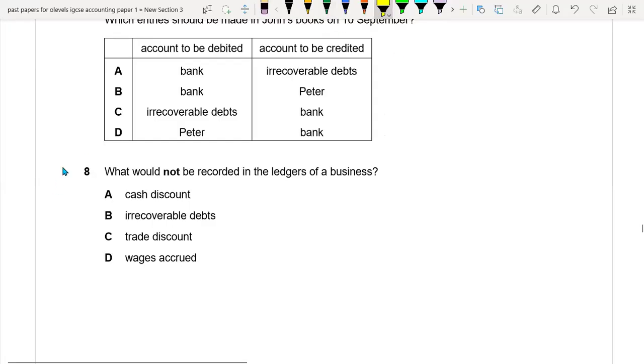Okay, question number 8: what would not be recorded in the ledgers of a business? Cash discount, which would not be recorded. Okay, so this would be recorded in the ledgers. Irrecoverable debts, it would also be recorded. Trade discount, yes, this would not be recorded anywhere. And the other option, this would be recorded. So C is the right option.